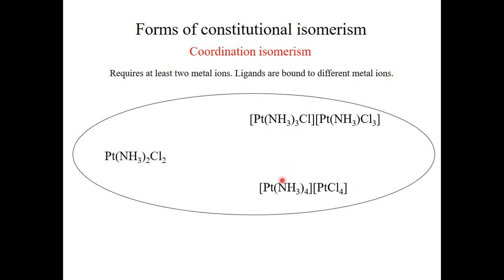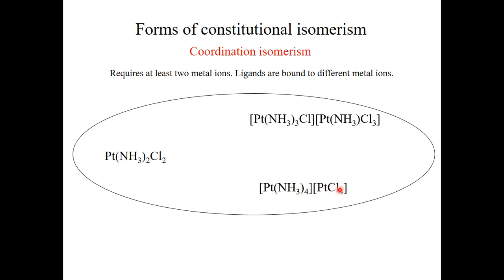So this is the tetraamine platinum 2 plus tetrachloroplatinate. So in this case, 4 amines are bonded to the platinum that belongs to the complex cation, and the other chloroligands are being all bound to the platinum that belongs to the complex anion. And again, the empirical formula is identical because also here we have 2 platinums, we have 4 amines, and we have 4 chlorines.